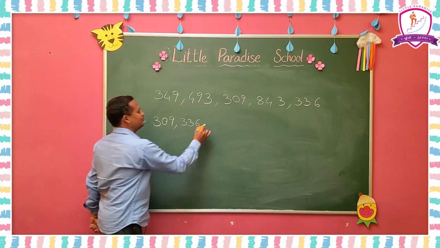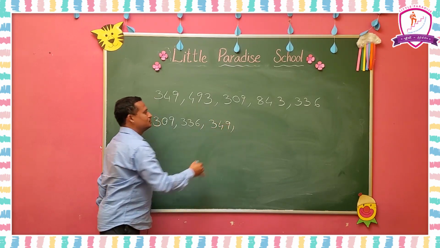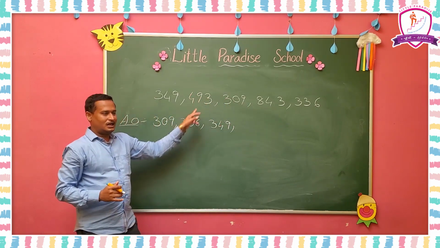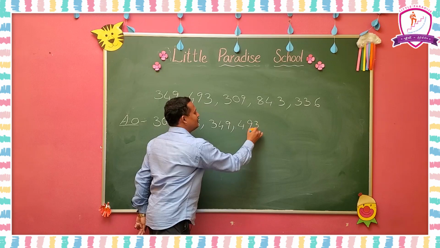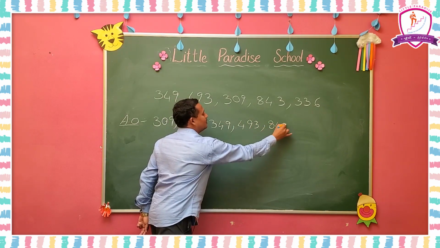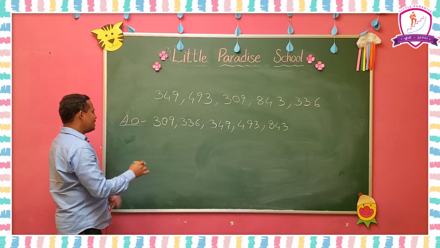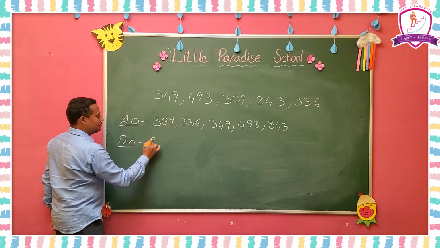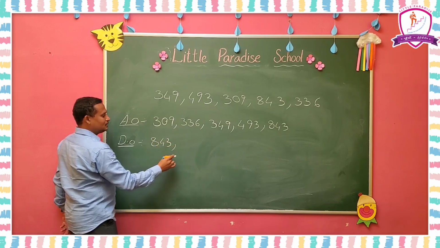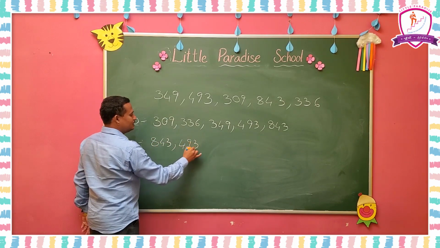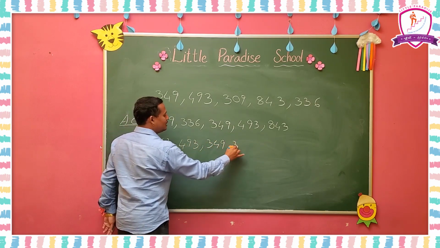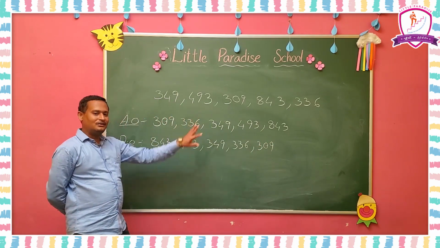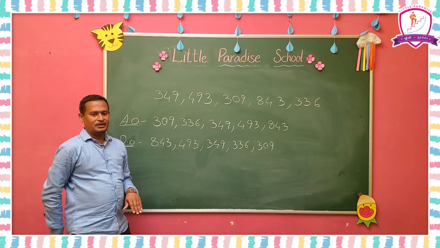Next immediately you have to write 349. So the 300 numbers are completed. Then next 400 and 800, which is smaller? 400, so 493 you have to write. After that 843 will be the greatest one. When you arrange these in descending order, big to small, what is the biggest one here? 843 is the biggest, then 493, 349, 336 and 309. When you get one thing, you will complete the next thing also.